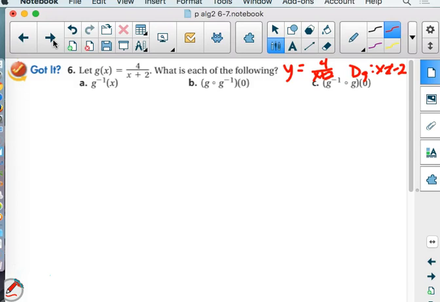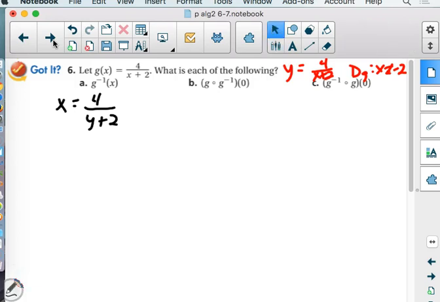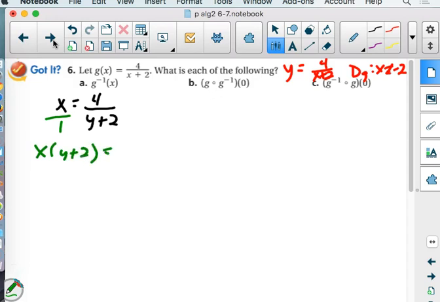Well, now they want us to find the inverse. What's the first step to finding an inverse? Switch the x and the y. Second step. Solve for y. You guys lead me through this one. We did one very similar to this. What should we do? Slap a 1 under there. Why do we do that? Now we have two fractions. How do you solve that? Cross multiply. X times y plus 2 equals 4.